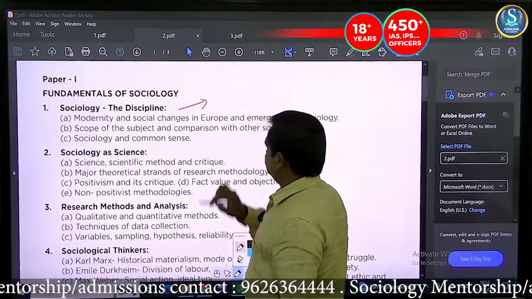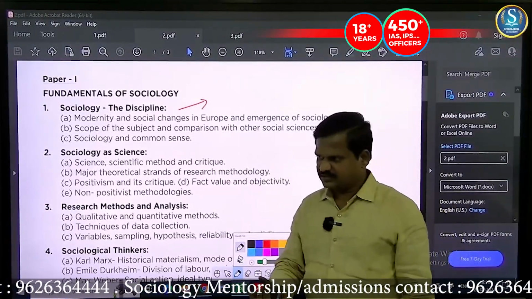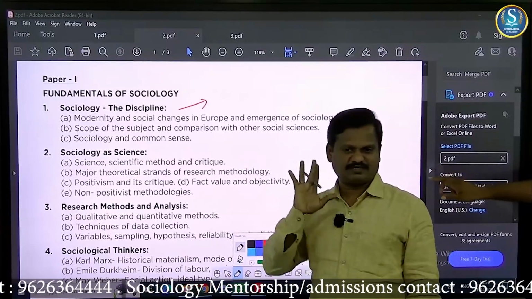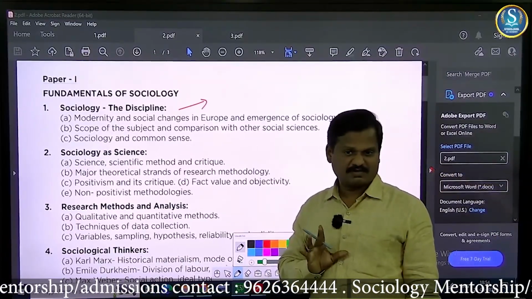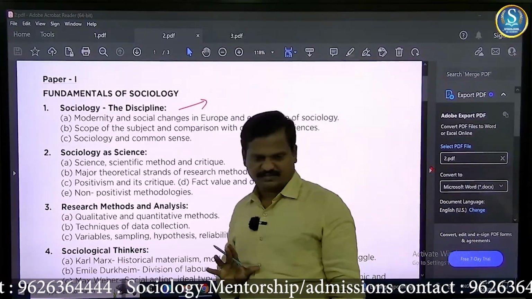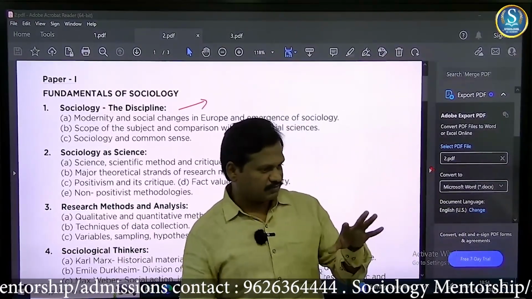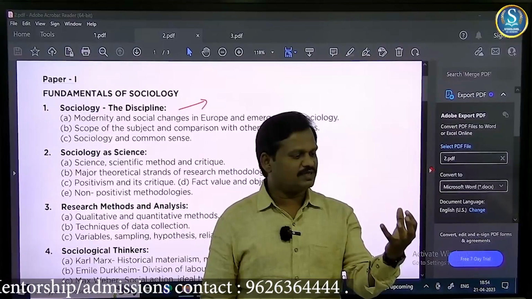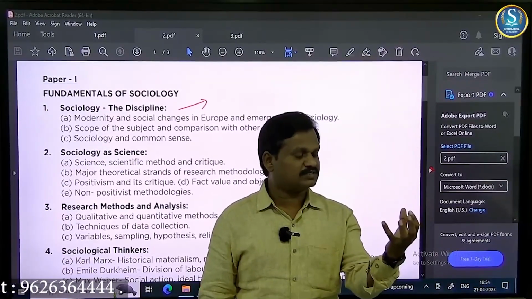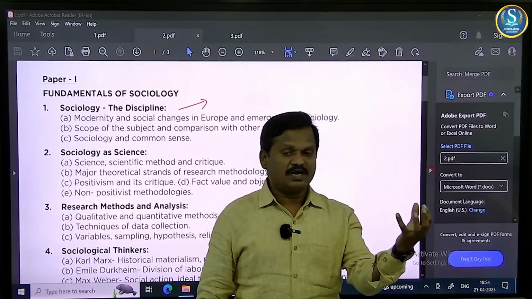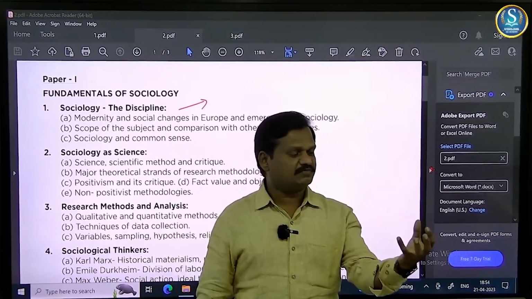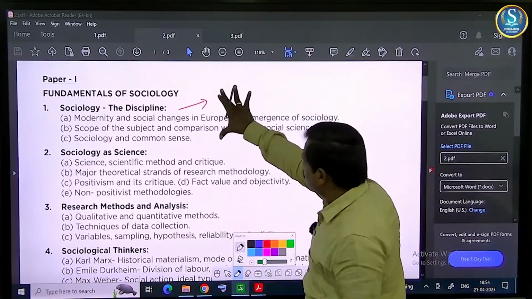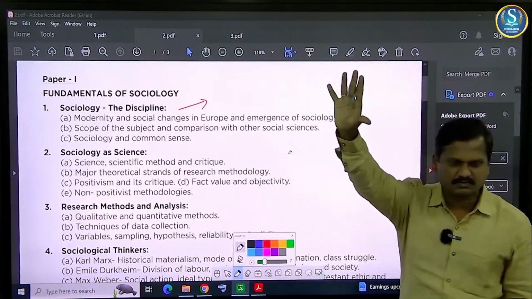You have to read in the first place about the emergence of the subject, how the subject emerged. That is very important. Like every person, if you wanted to study Mahatma Gandhi, you start with the date of birth of that particular Mahatma. So that should be the study of emergence, whether it is a great personality like Mahatma or a great subject like sociology. We start with emergence, birth. So, the birth of sociology will be the first unit.